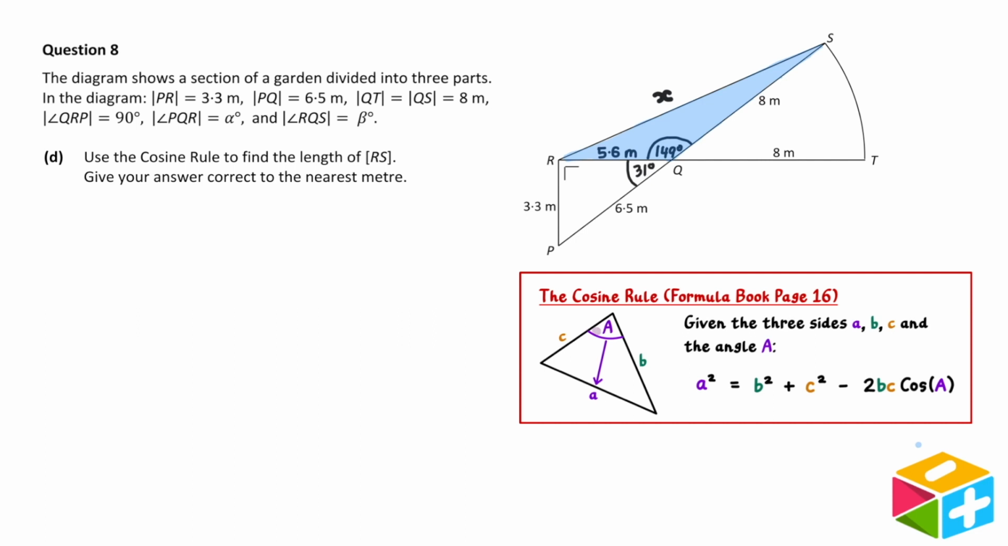The cosine rule only involves one angle, capital A. We only know one angle in our triangle, 149 degrees. So let's label this with capital A. The side opposite this angle must be labelled with lowercase a. So here we'll label the x with a lowercase a. We can label the other two sides with b and c in any way we like. Here I'll label b as the side which is 8 metres long and c as the side which is 5.6 metres long.